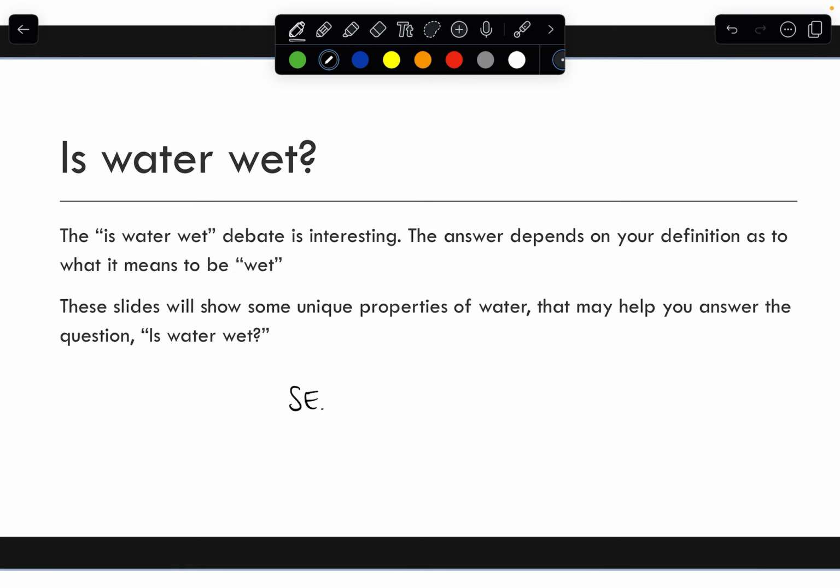Fun fact, an argument or a discussion about the definition of a term is called semantics. There you go. There's your SAT word for today.